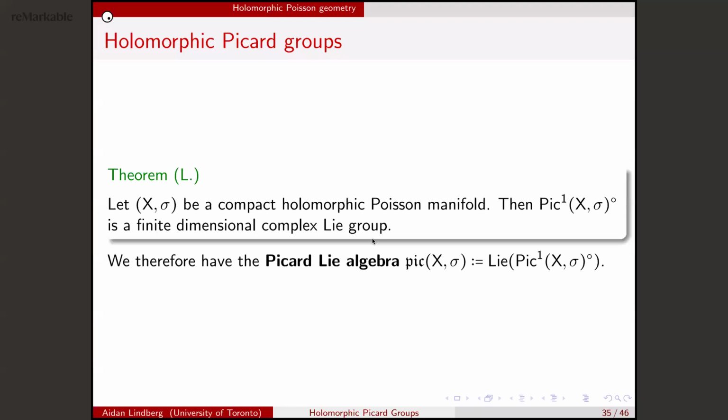And this is maybe somewhat surprising, or not surprising, but special to the holomorphic setting. If you look at symplectic groupoids in the category of just smooth manifolds, where we don't require things that are complex analytic, then these Picard groups are almost always infinite dimensional. So this is another reason to only do complex geometry.